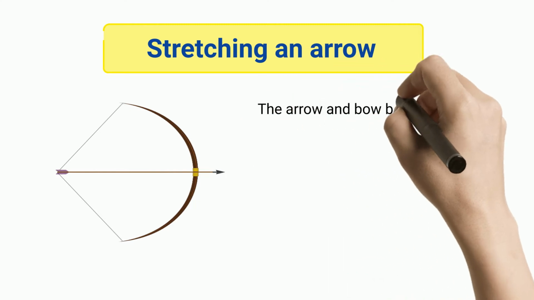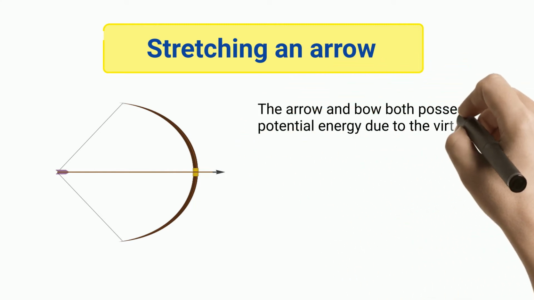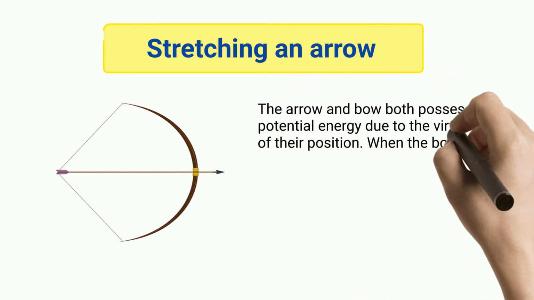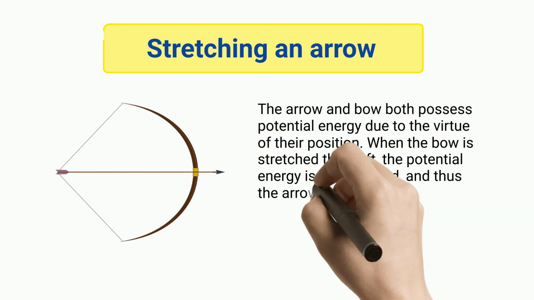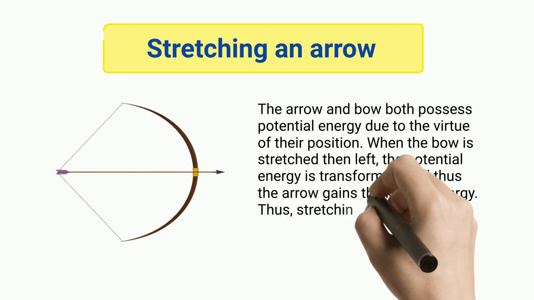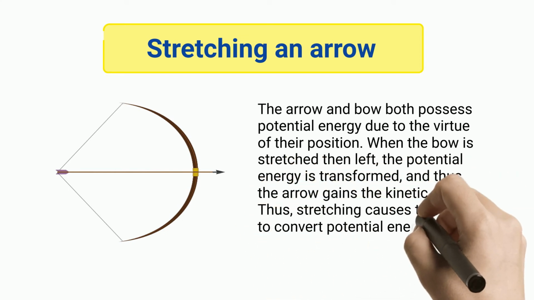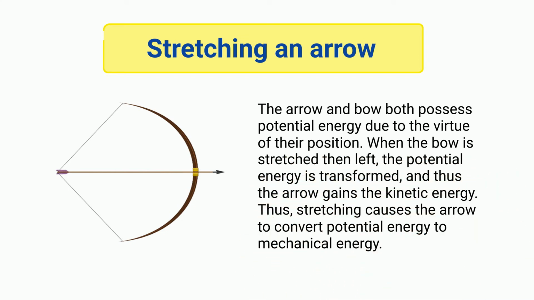Stretching an arrow. The arrow and bow both possess potential energy due to the virtue of their position. When the bow is stretched and then released, the potential energy is transformed, and thus the arrow gains the kinetic energy. Thus, stretching causes the arrow to convert potential energy to mechanical energy.